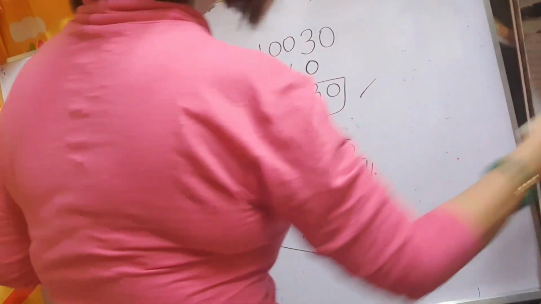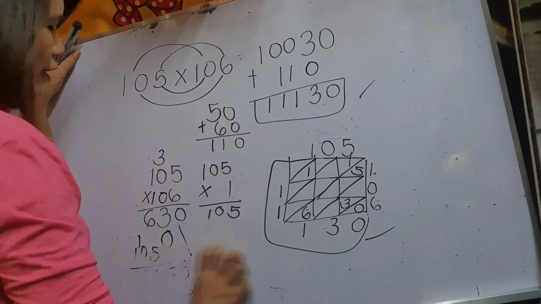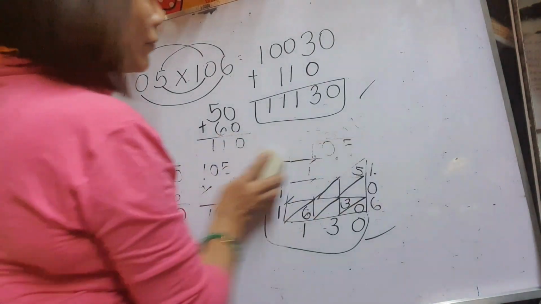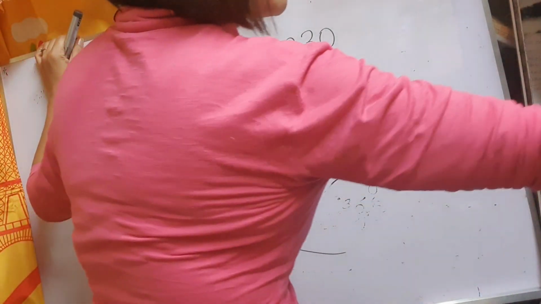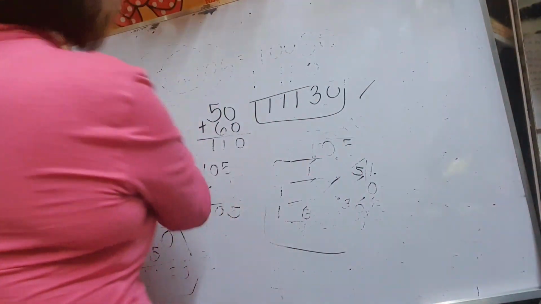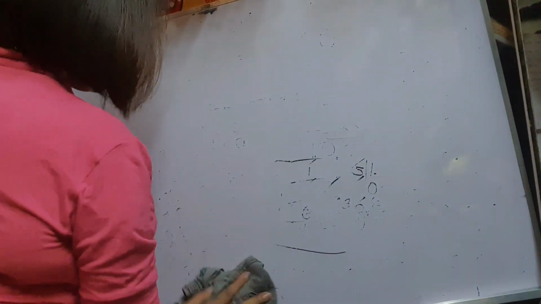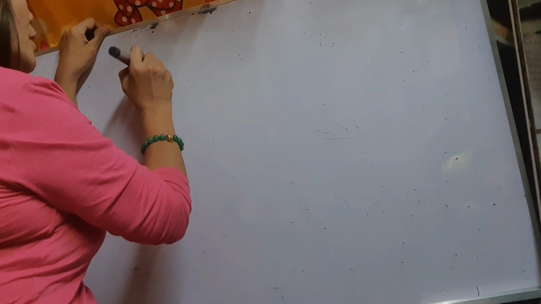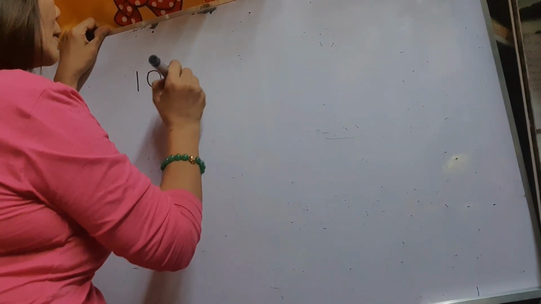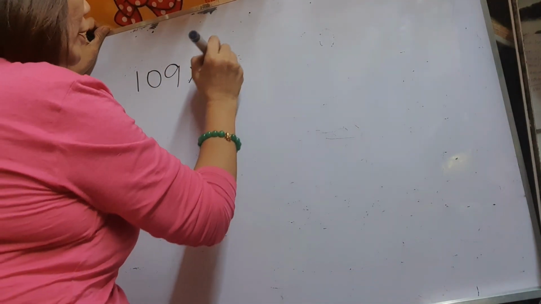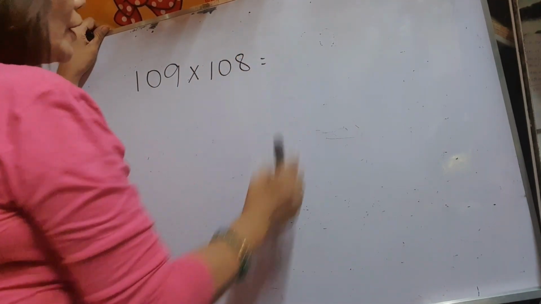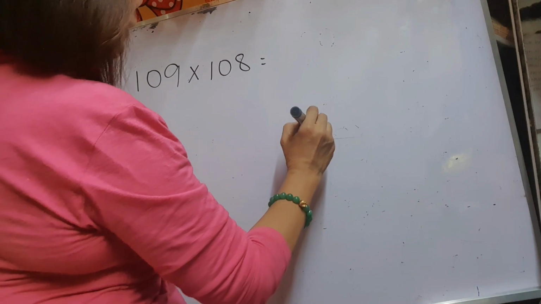Okay, so ngayon, tingnan natin. Let's try another number. Okay, nakita nyo ha? Even in hundreds, you can do it in 3-digit numbers. So, now let's try this one again. Okay, tingnan natin ang 109 times 108. Okay, so tingnan natin ulit dito.